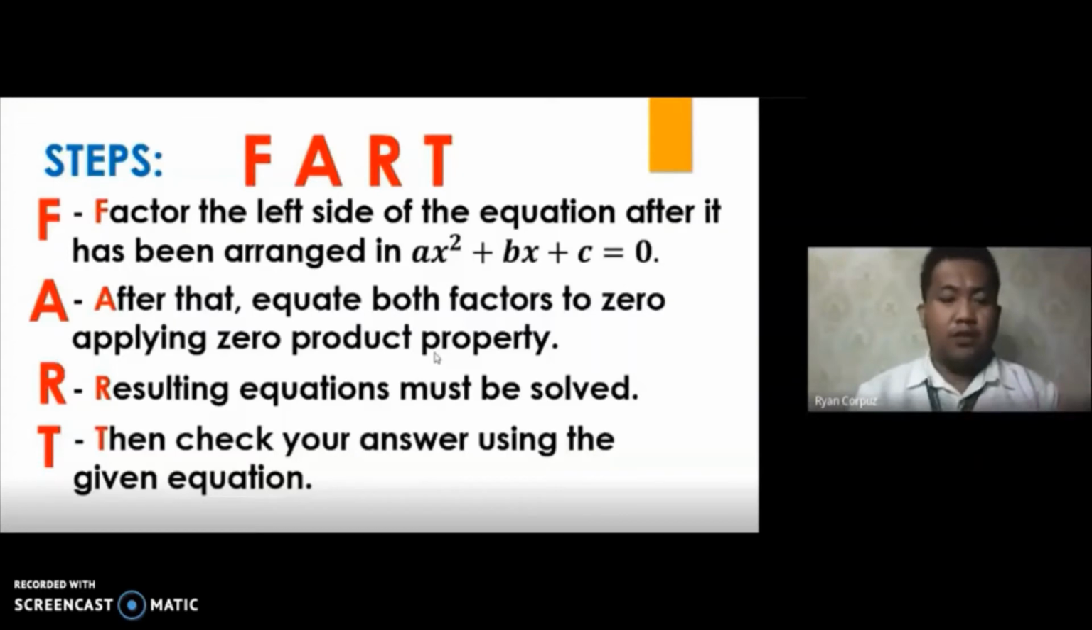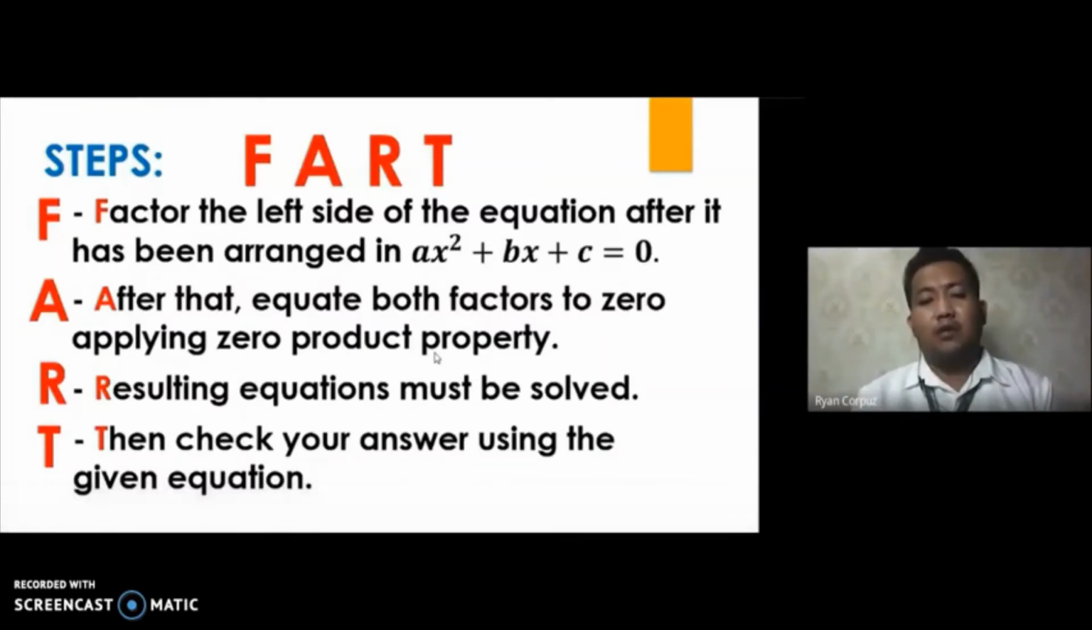So if you do have a given equation, for example, an equation that is written in the general form of the quadratic equation, and you have already found the solutions to it, then simply substitute the value to the original equation, to the given equation. Then if it satisfies the equation, that means your answer is correct. So in order for us to solve quadratic equation by factoring, it is very easy that we are going to make use of our steps, which is what we call as FART.